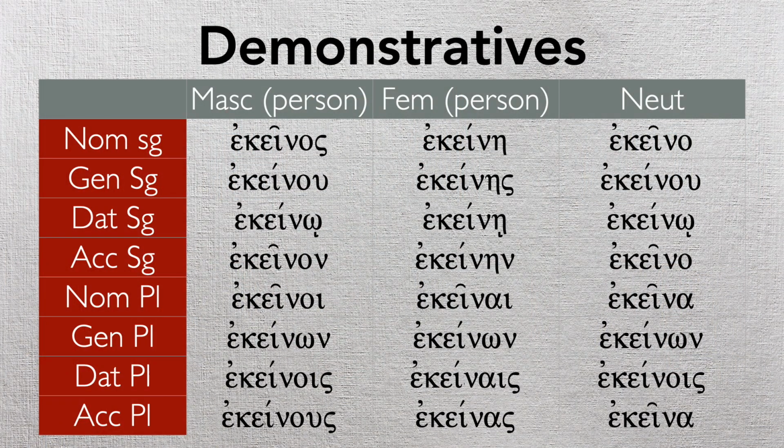And once again, as you look up and down that paradigm, pretty straightforward, right? Ekeinos, ekeinou, ekeinō, ekeinon, ekeinoi, ekeinōn, ekeinois, ekeinous, etc. Okay? That epsilon, kappa, epsilon, iota, nu, that is the same for every single one of them. And then we just have endings on the end. Okay? So again, if you know these cases and endings, it should be pretty straightforward.